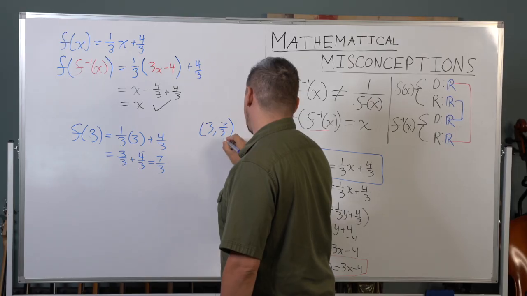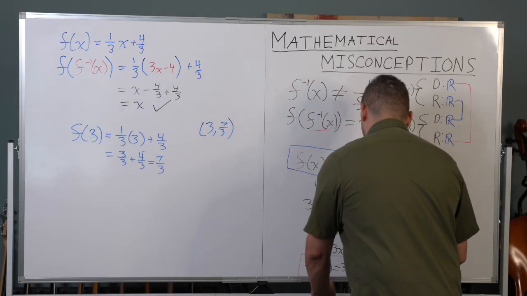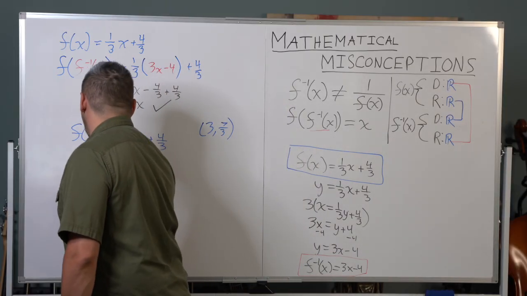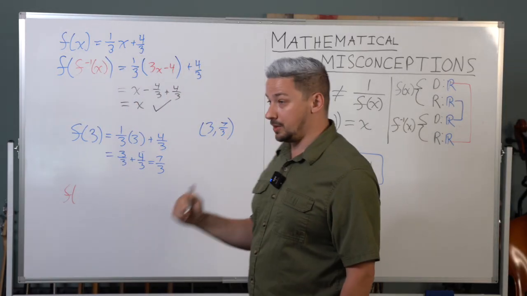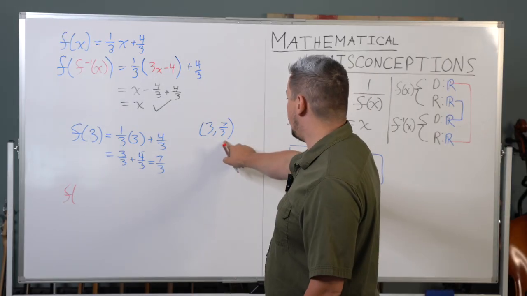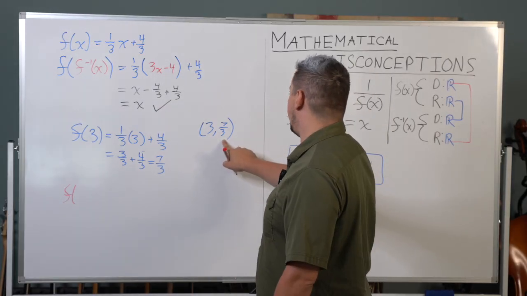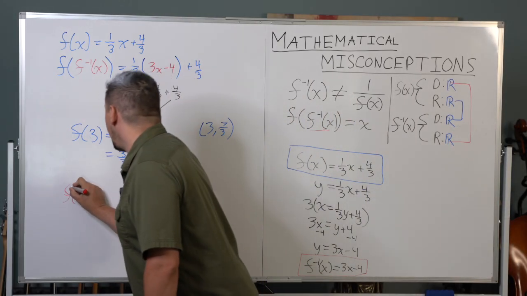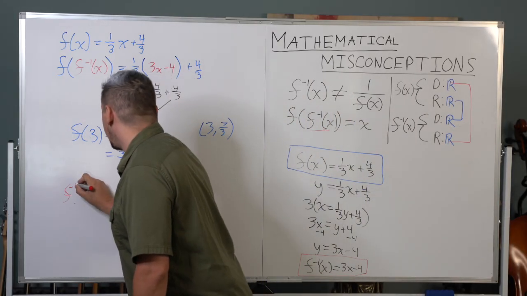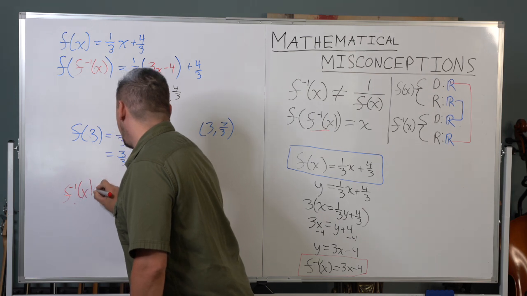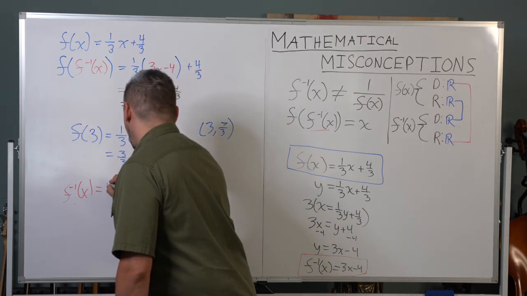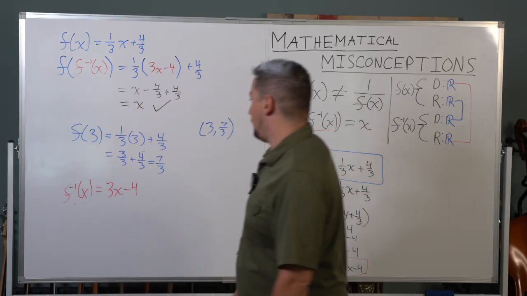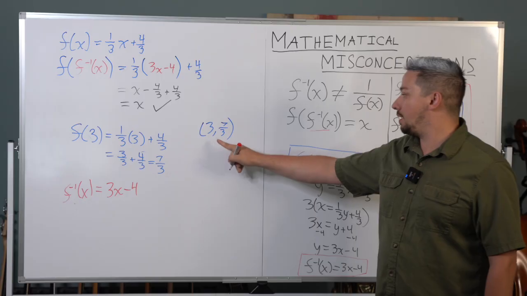Now let's compare that to the inverse function. When we use the inverse function, how do we verify that this is in fact an inverse? Well, we look at the output of the original function. And so the output of the original function is 7 over 3. I'm going to go ahead and write this function first, as is, just so you can see it. f negative 1 of x is in fact equal to 3x minus 4.